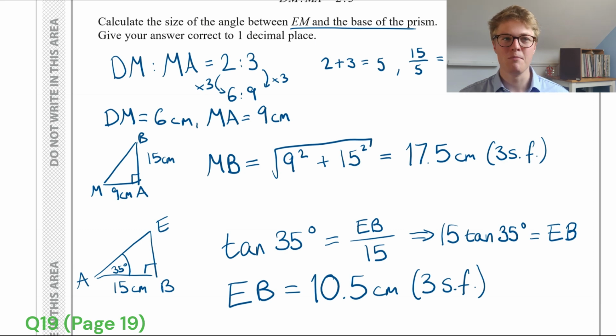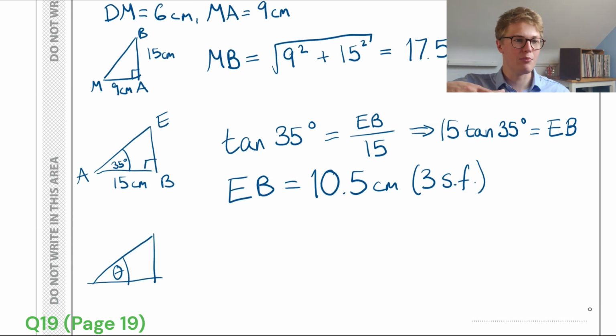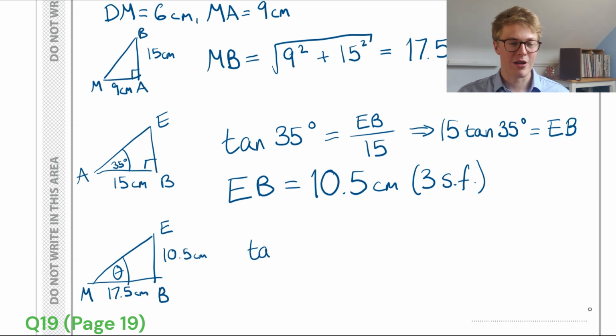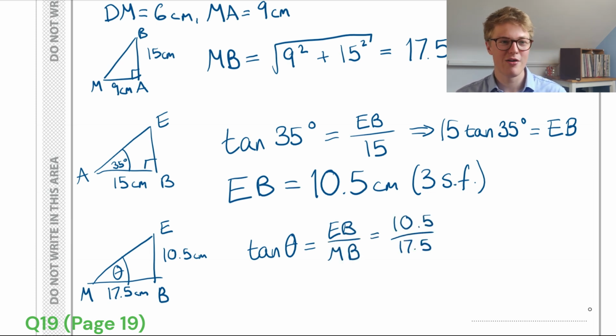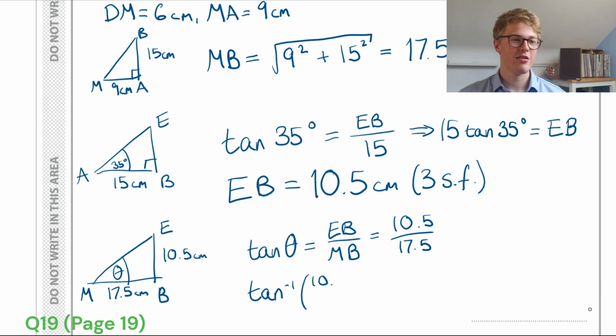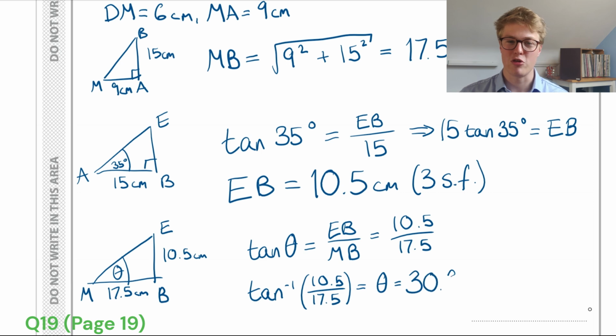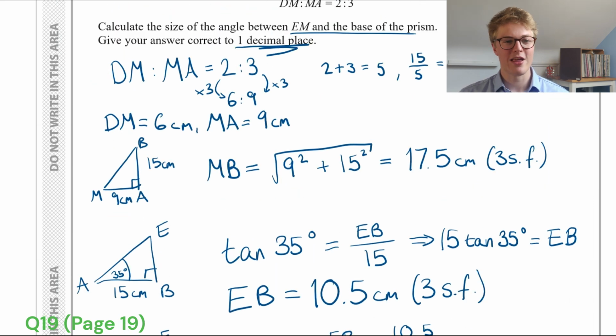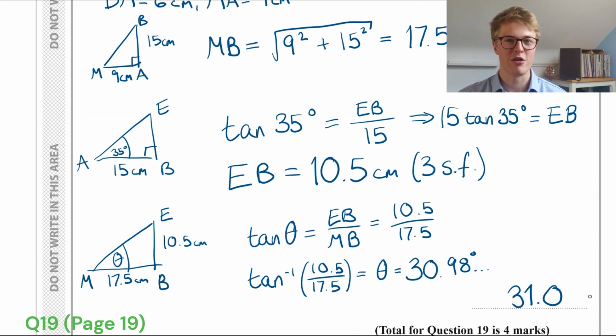Next, we can look at EMB, which is looking top down on the triangular prism, and we know MB because we figured that out, and we've just figured out EB as well. So now that we have that, we can find theta using tan. So tan theta equals EB over MB, which is 10.5 over 17.5, and then we can inverse tan both sides. So the inverse tan of 10.5 over 17.5 equals theta, which is 30.98. We need it to 1 decimal place though, so it's 31.0 degrees.